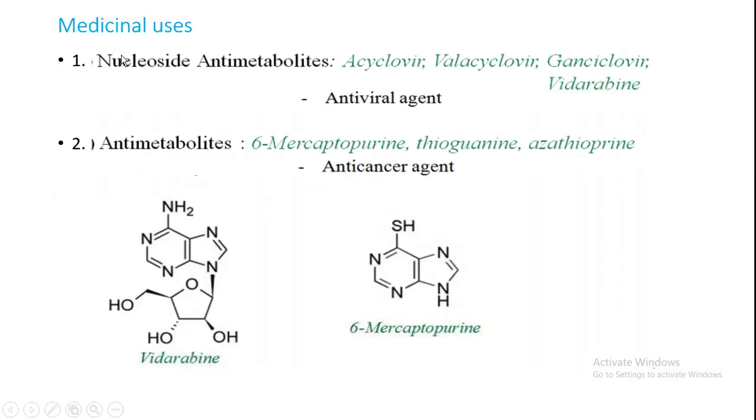Next, medicinal uses. Nucleoside antimetabolites: acyclovir, valacyclovir, ganciclovir, vidarabine. All these antiviral agents have the basic structure of purine. The next antimetabolites are anti-cancer agents, and those were antiviral: 6-mercaptopurine, thioguanine, azathioprine. You see this is the structure of 6-mercaptopurine, which contains the basic structure of purine. Here also you see vidarabine, an antiviral agent, and this structure is nothing but our purine.